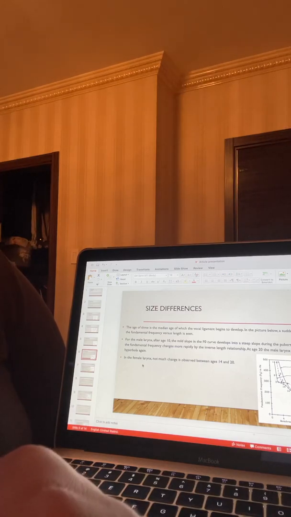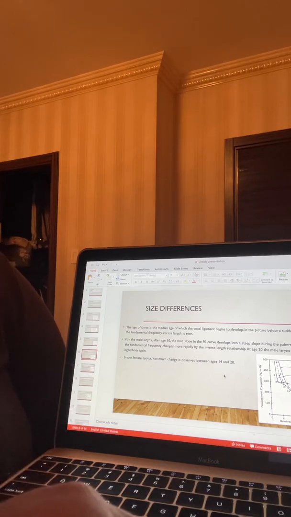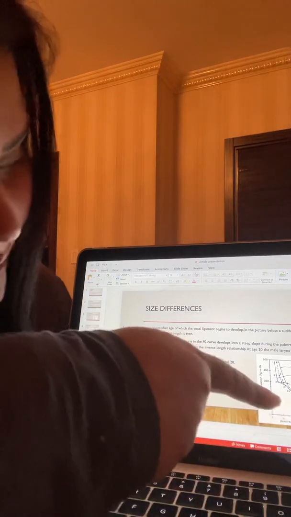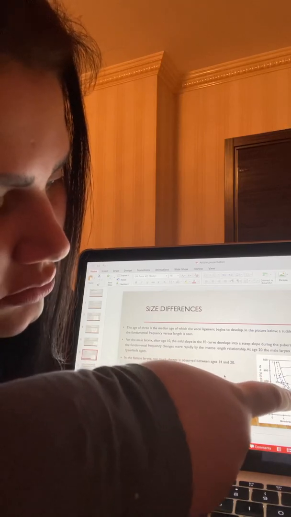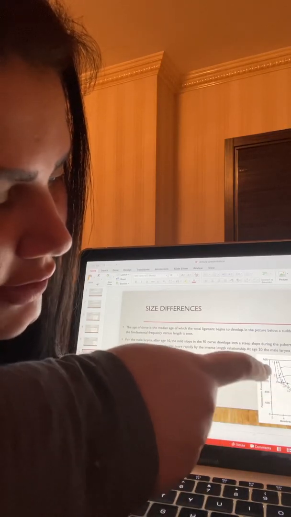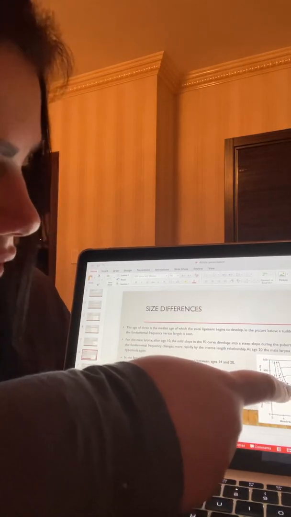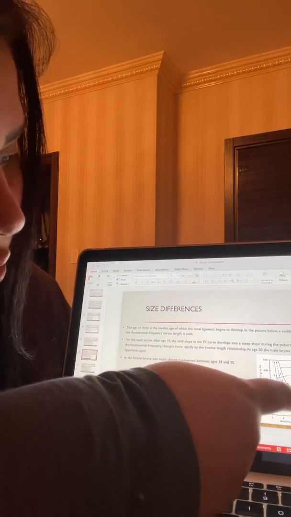In the female larynx, we see not much change is observed between ages 14 and 20, as the male does. So here we have the female, and here is the male, and we can see the steep slope right about there.